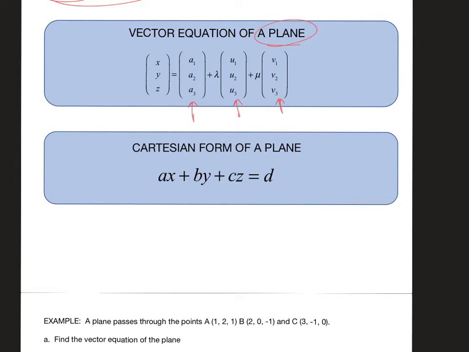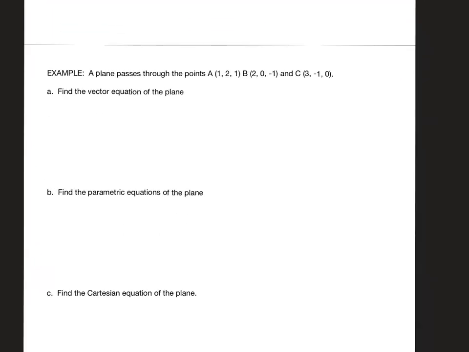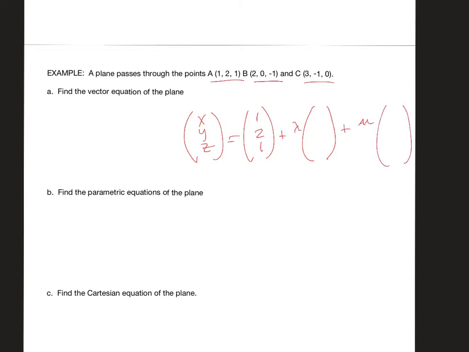I have one example to do with you. Here we go. So it says that we have a plane and it's passing through these 3 points. We're going to find the vector equation of the plane. Now, in order to do that, I need a starting point. So again, you can choose any one of those. I don't really care whether you pick A, B, or C. I think I picked A. And then there's going to be lambda times one direction, and then there will be mu times another direction.